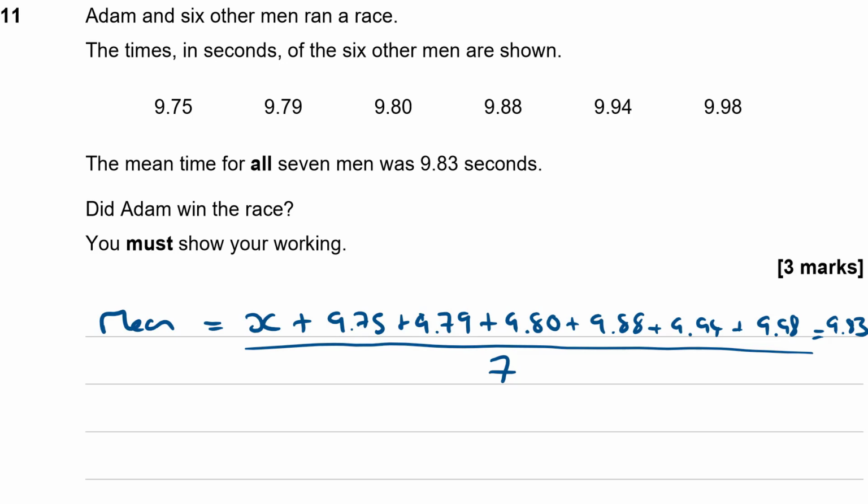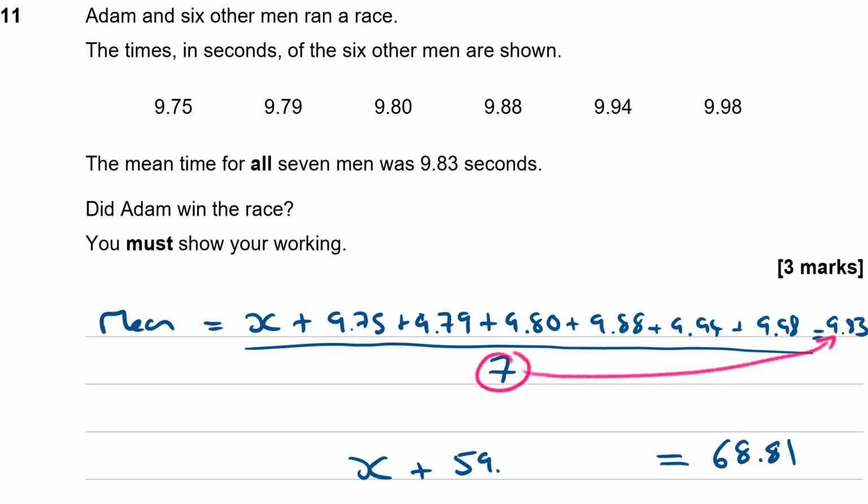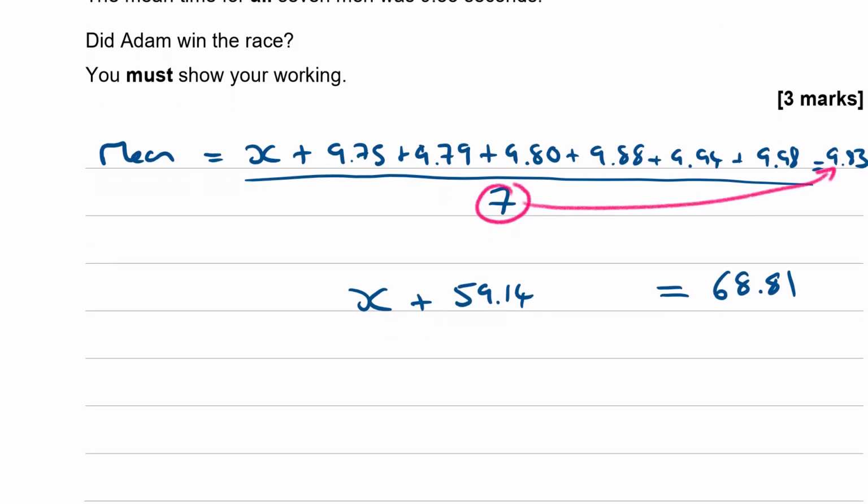Okay, I think it's time to reach for a calculator. I'm going to cross multiply that up there, so getting rid of the 7 on the bottom, 7 times 9.83 is equal to 68.81. So I'm going to write 68.81 this side, and then on the other side I've got x plus all those other 6 gents' times. I'm going to quickly add those up: 9.75 plus 9.79 plus 9.8 plus 9.88, 9.94 and 9.98, which comes to 59.14.